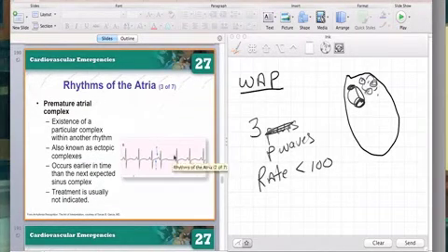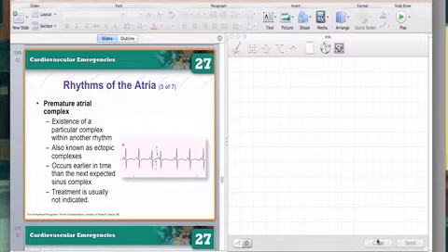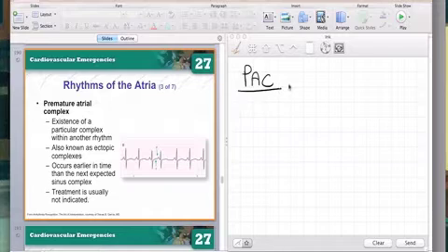So the next rhythm we're going to go over is a PAC. Now, a PAC generally or technically isn't a rhythm. It's one beat. And we're going to see that beat right here that I'm circling with my marker. A PAC is exactly what the word says. It's premature, which means that this beat is going to come before you would expect your next rhythm to be, or your next beat to be.